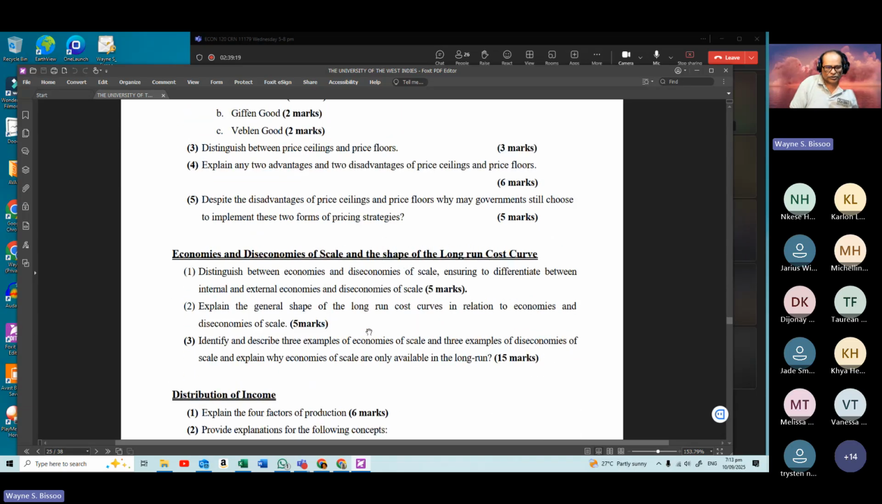The next section is on economies and diseconomies of scale. You'll see: distinguish between economies and diseconomies of scale, ensuring to differentiate between internal and external economies of scale. That's for 5 marks, so it's a basic discussion. You don't need to use a diagram, but using a diagram might help.